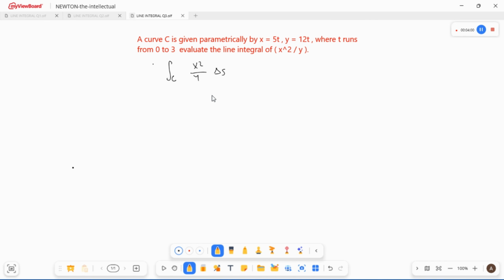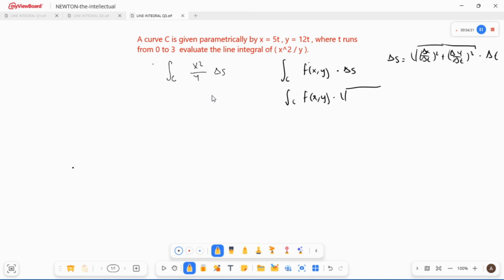So now we have this out of the way. Now the general formula is something like this, right? The integral of f of x, y multiplied by ds. Now ds is equal to the square root of dx over dt squared plus dy over dt squared, then dt, right? This is basically what ds is. So we can rewrite this formula as the integral over C of f(x,y) multiplied by the square root of dx/dt squared plus dy/dt squared times dt. So this is what we're looking out for, right?